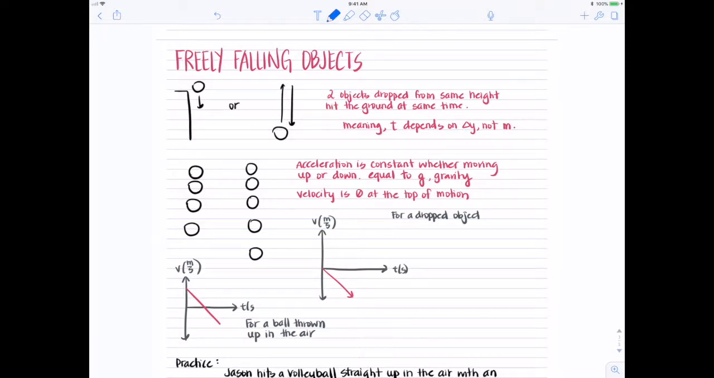In free fall, acceleration is constant whether the object is moving up or down, and that acceleration is always equal to g, or gravity. At the top of this motion, if something is thrown up and then falls back down, at the very top here, velocity is 0 because that's where the object is changing direction.